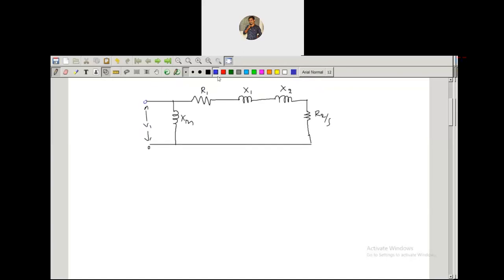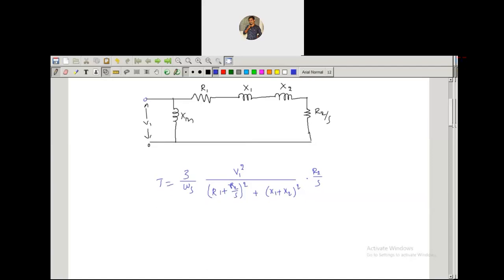Let me write down the torque equation. That is, the torque is given by 3 by ωs, that is synchronous speed ωs, and V1 square, the stator voltage squared, over (R1 plus R2 by S) whole square plus (X1 plus X2) whole square, into R2 by S. So this is the electromagnetic torque equation of the induction motor corresponding to the above equivalent circuit diagram. This equation is a general equation.